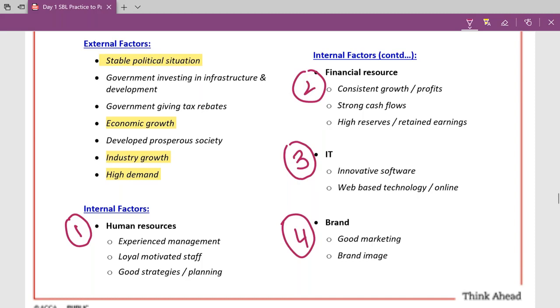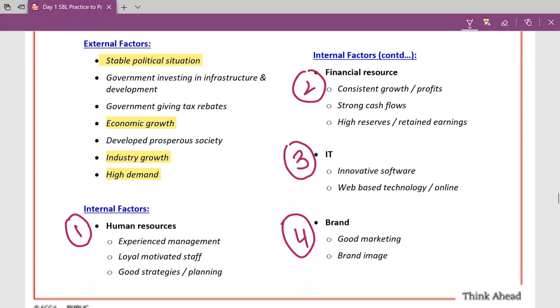So whenever we talk about human resource, it means what? It means our employees, our management, our board of directors. One of the key reasons why organizations can beat their competitors is because of good, motivated, loyal employees, because of smart strategies which the board and the senior management are coming up with. Experienced management, loyal, motivated staff, good strategies, planning, all these are aspects relating to HR.